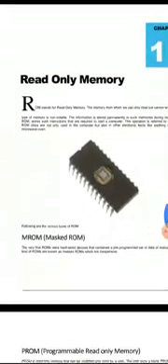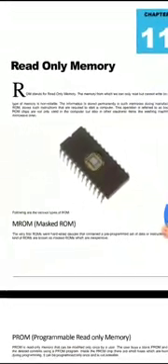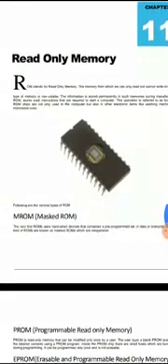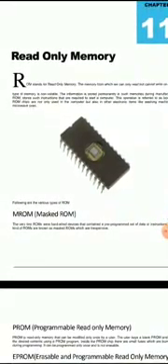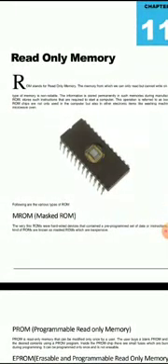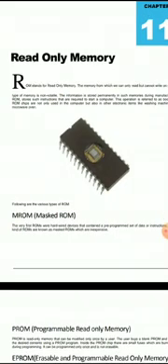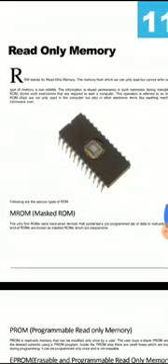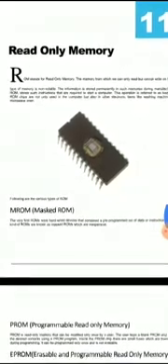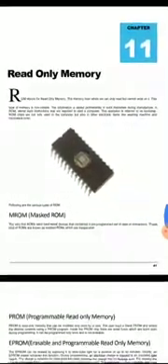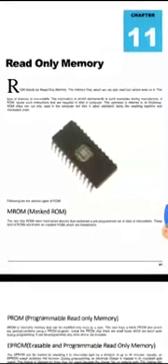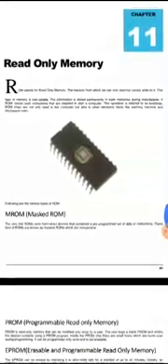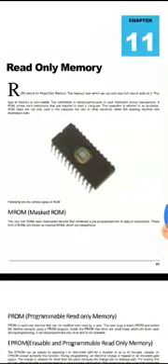Coming to ROM, that is read-only memory. Read-only memory means to read, not to write. And read-only memory is generally used to store given instructions. This type of read-only memory is used for the instructions of washing machines and microwave ovens.